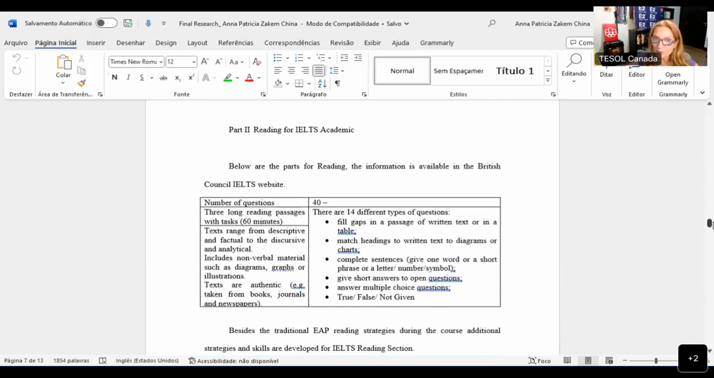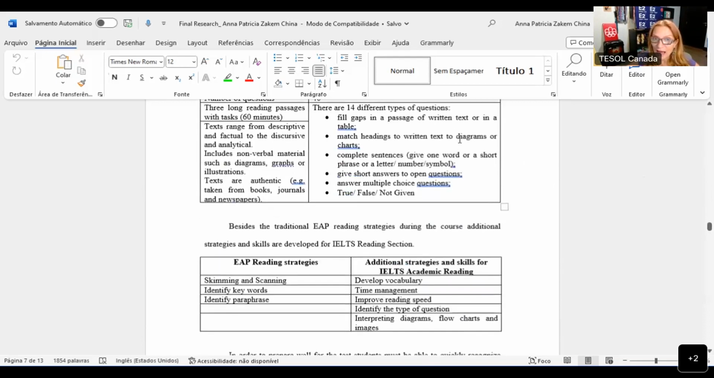Below are the parts for reading. The information is available on the British Council IELTS website. So I identify what the reading test is and how I'm going to break it down and develop it with the students. First I have to show what it is: they have to fill in gaps, they have to complete sentences. So what are the strategies that I'm going to apply? I'm going to apply skimming and scanning, identifying keywords, identifying paraphrase, and then what is additional? What else will I do with them to help them be better prepared and overcome this task? We're also going to have to work with vocabulary, time management, and reading speed.